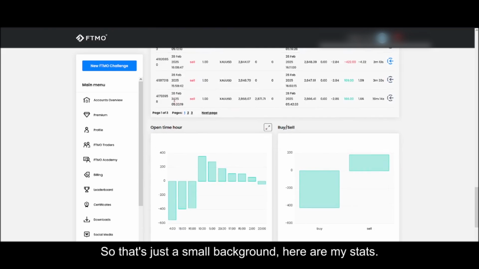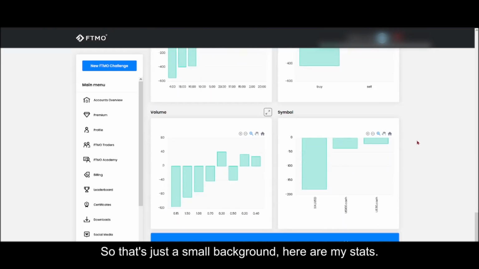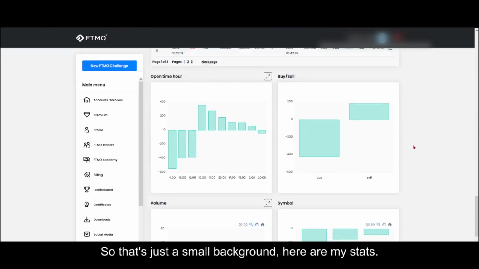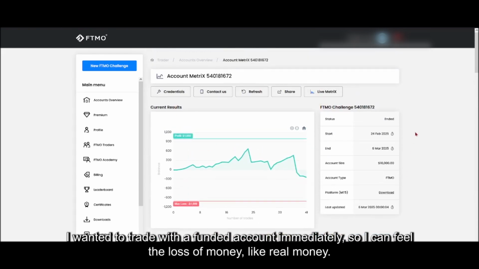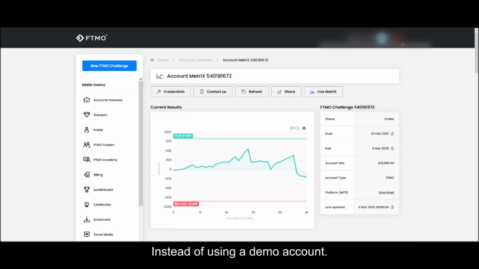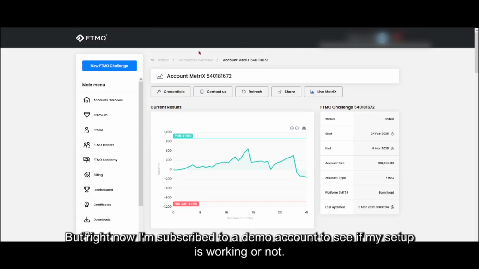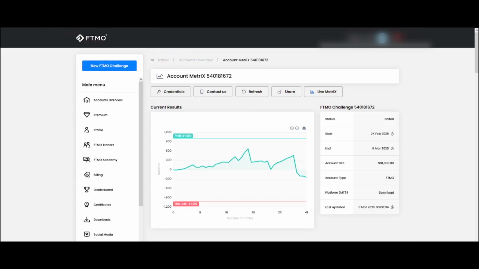Here are my stats, and I wanted to trade with a funded account immediately so I could feel the loss of real money, instead of using a demo account. But right now I'm subscribed to a demo account to see if my setup is working or not, basically.